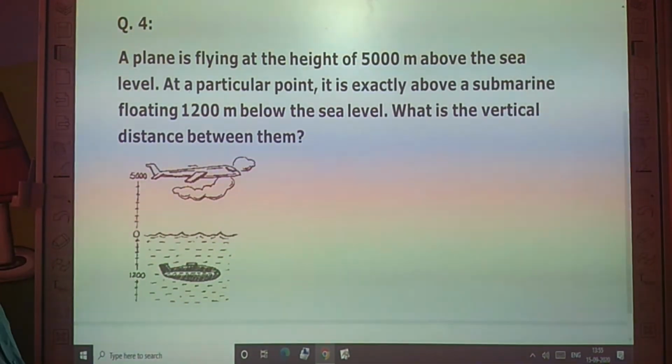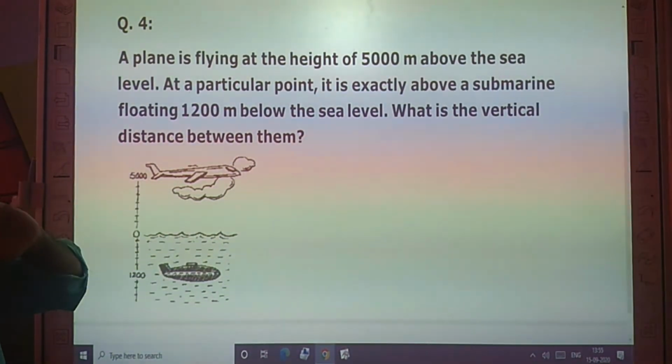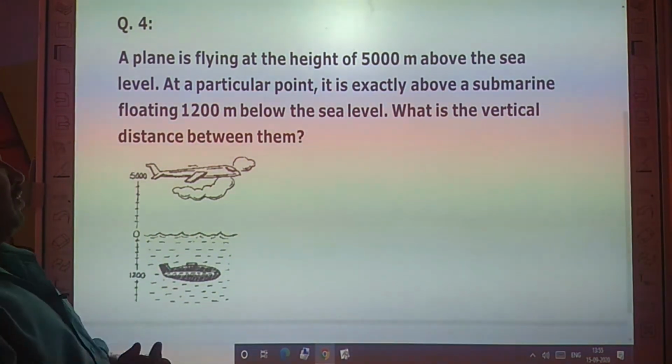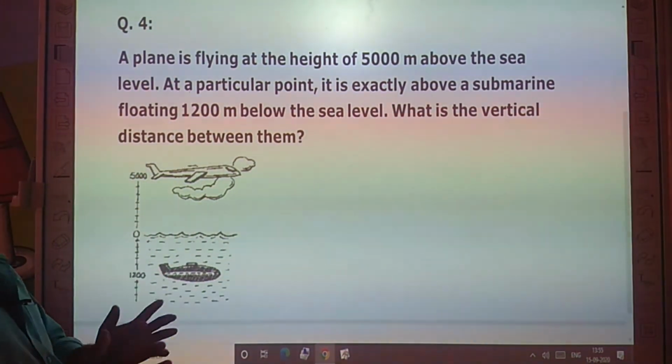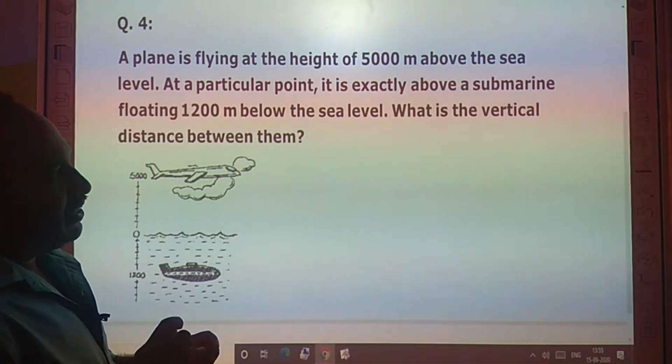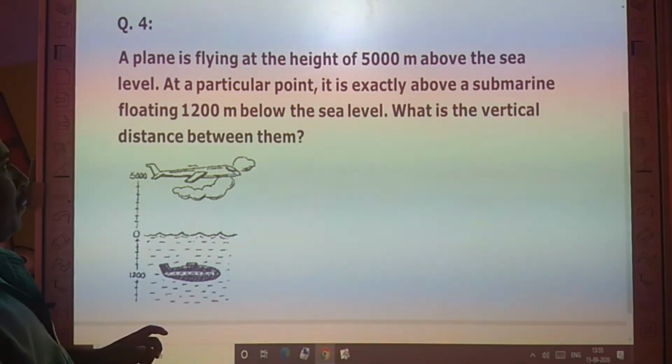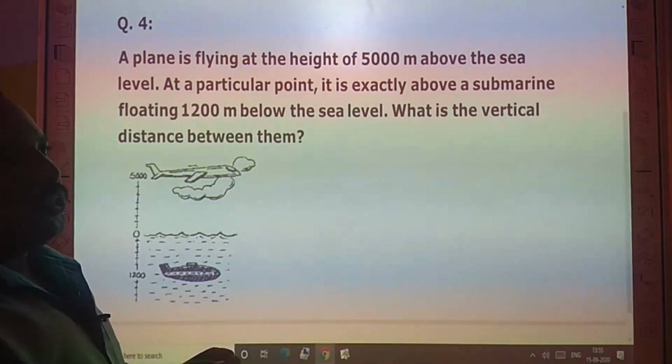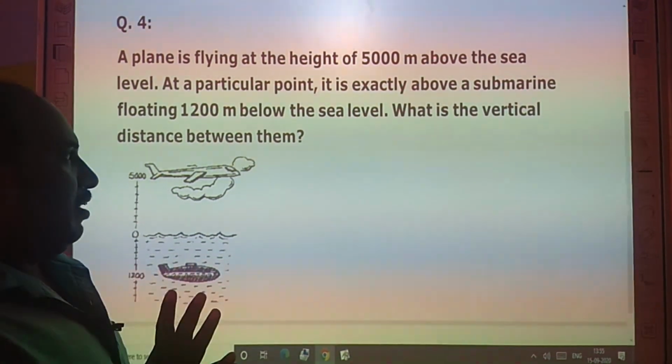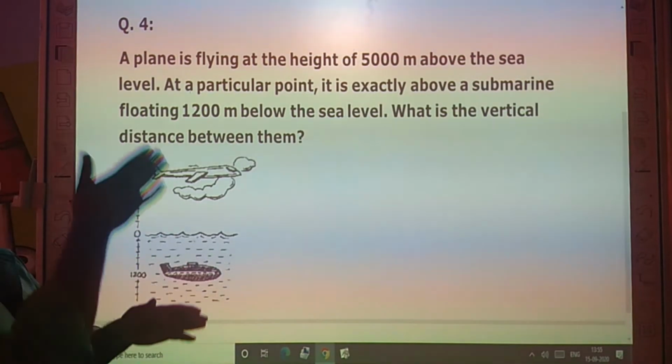Question number 4. A plane is flying at a height of 5,000 meters above the sea level. At a particular point, it is exactly above a submarine floating 1,200 meters below the sea level. What is the vertical distance?